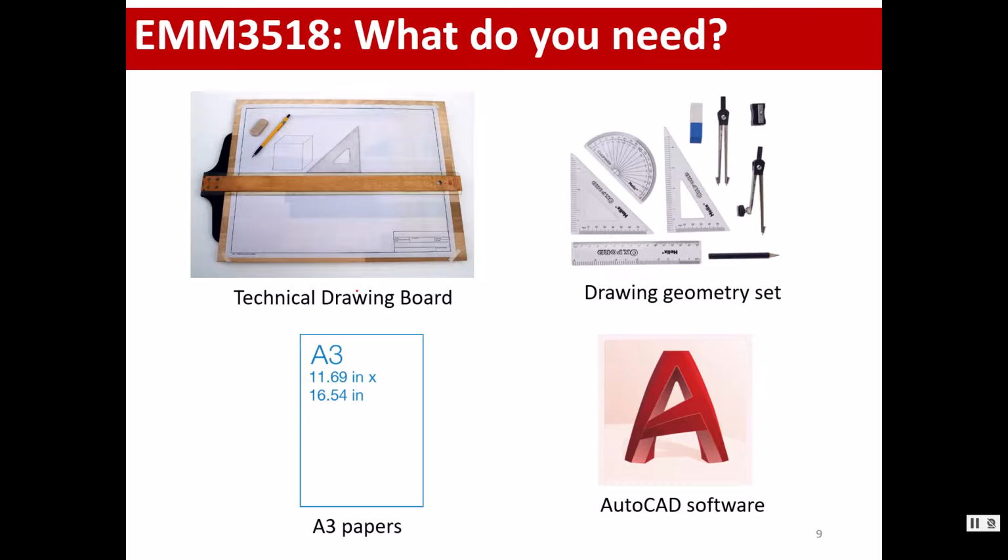So what you should have in terms of preparation for this course: first, you need to have a drawing board. This consists of the drawing board as well as the T-square. So this is a T-square ruler, and this is the drawing board. You can use the wood one or the plastic one.